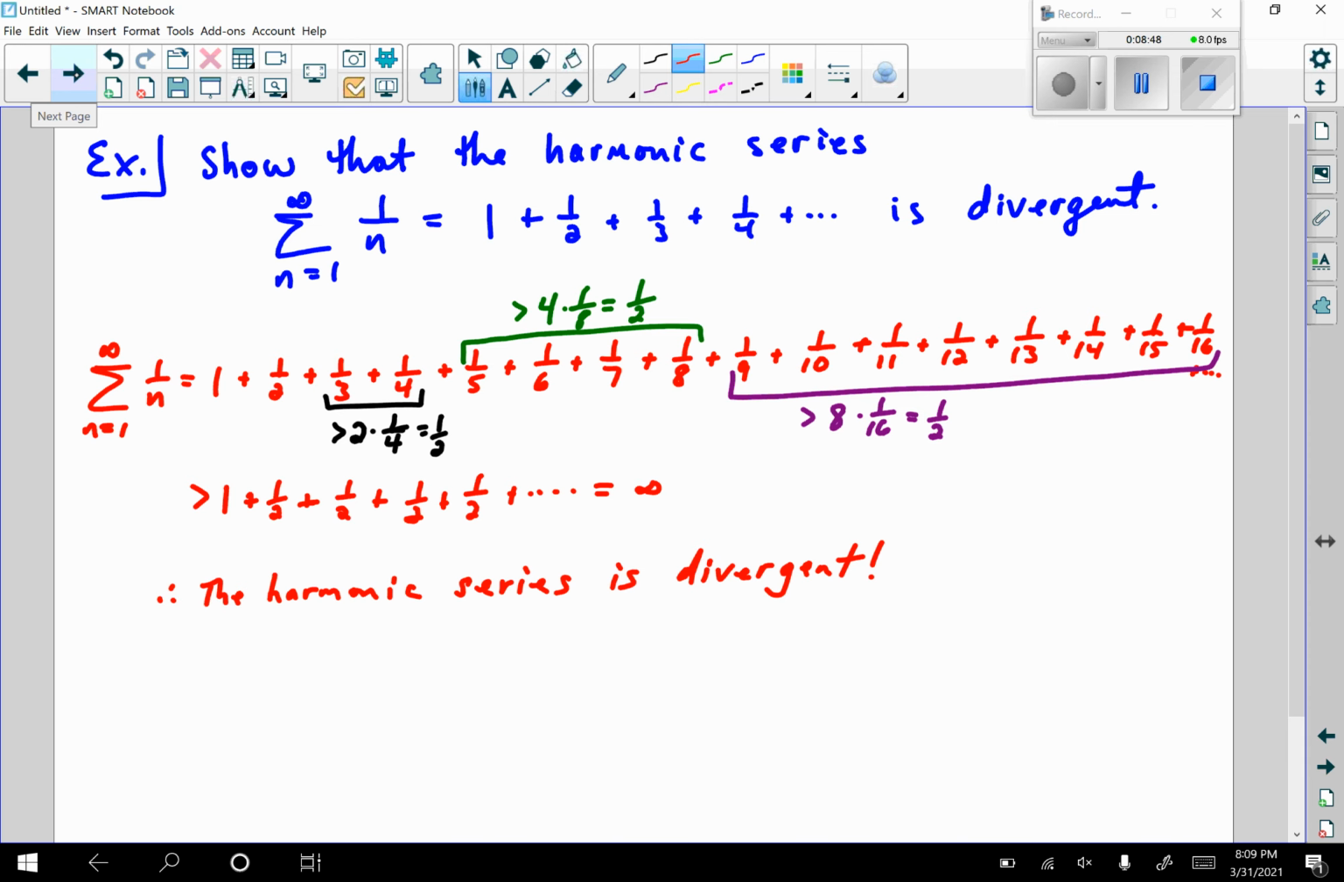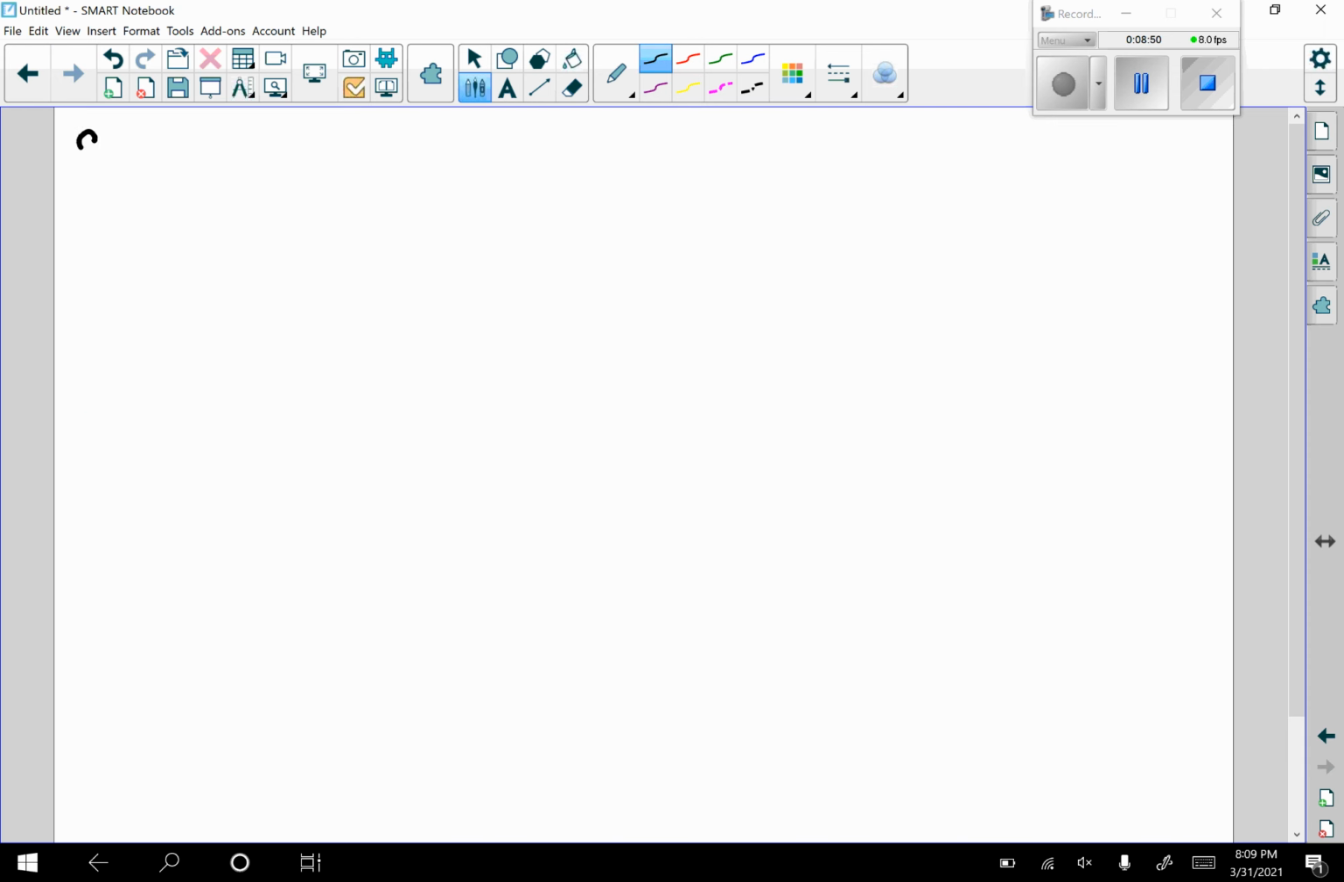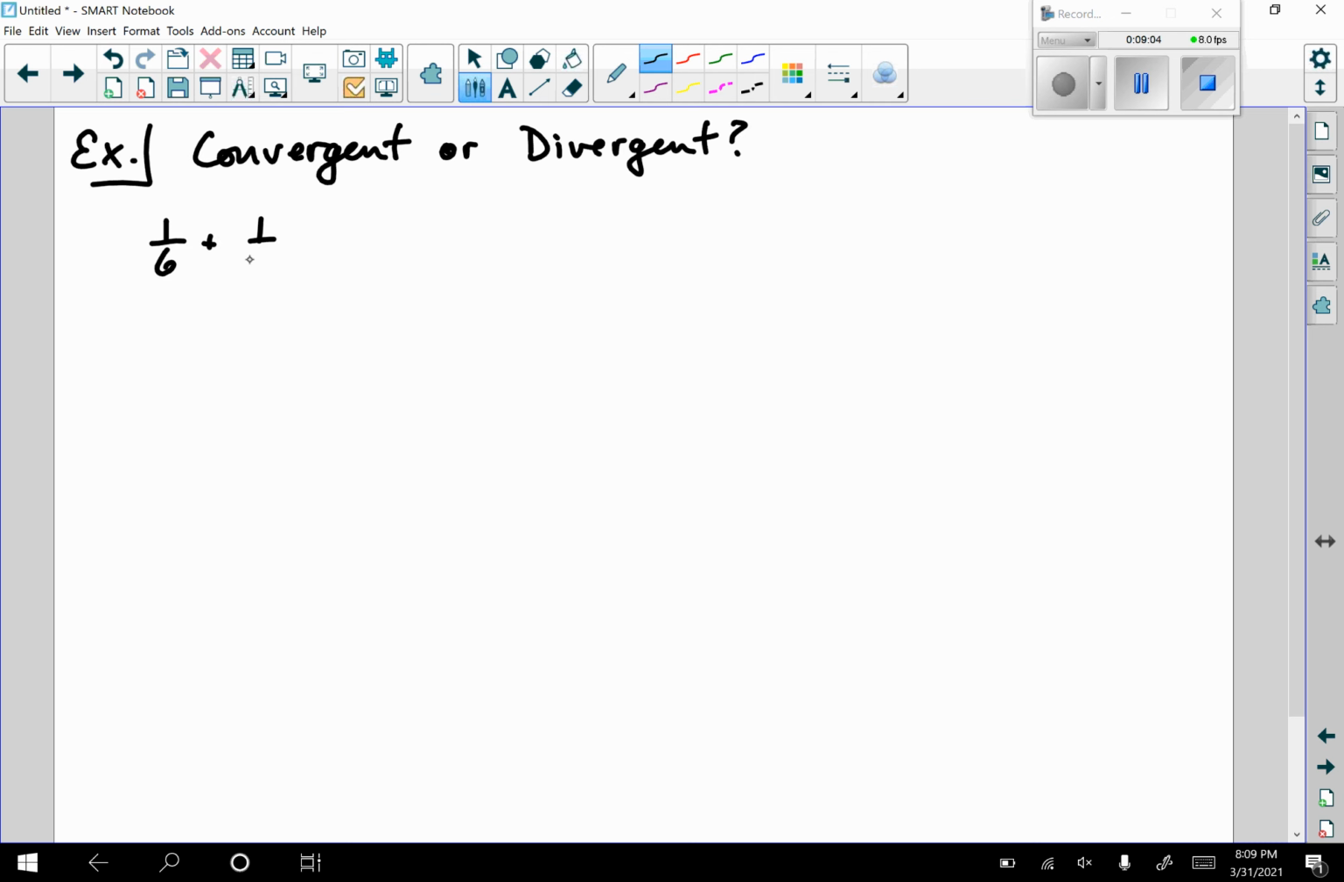Now there could be variations of this, so let's take a look at another example. So we're going to answer convergent or divergent. Start with 1/6 plus 1/12 plus 1/18 plus 1/24, and so on. So the trick is to be able to write this using sigma notation. So we could say this is the summation of n equals 1 to infinity.